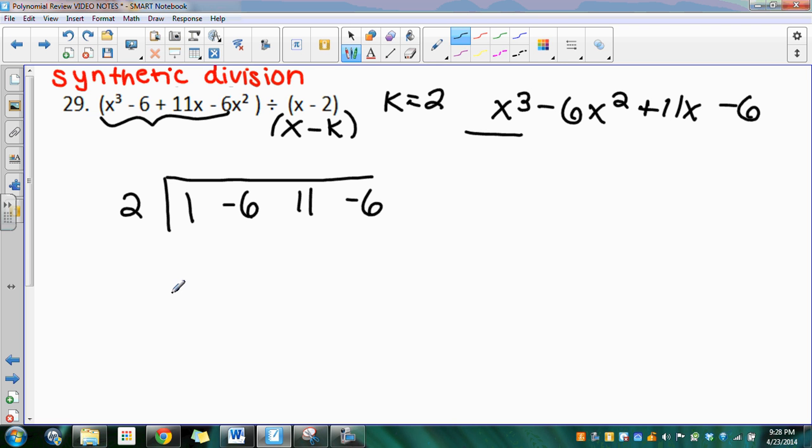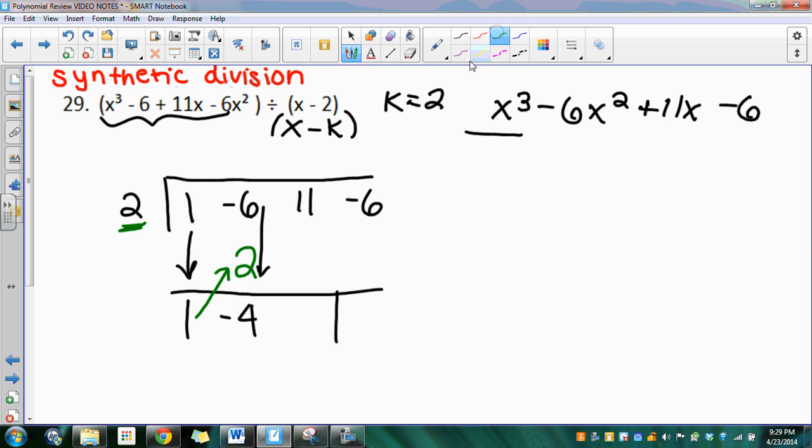Next, draw this little bar here, and the other one. First step of synthetic division is to drag down the 1, and just rewrite it. Here's where your steps come in. So this 2, we're always multiplying by k when I draw these green arrows. So multiply by k, which is 2, and 2 times 1 is 2. Then add up the column straight down. You'll get negative 4 and start over.